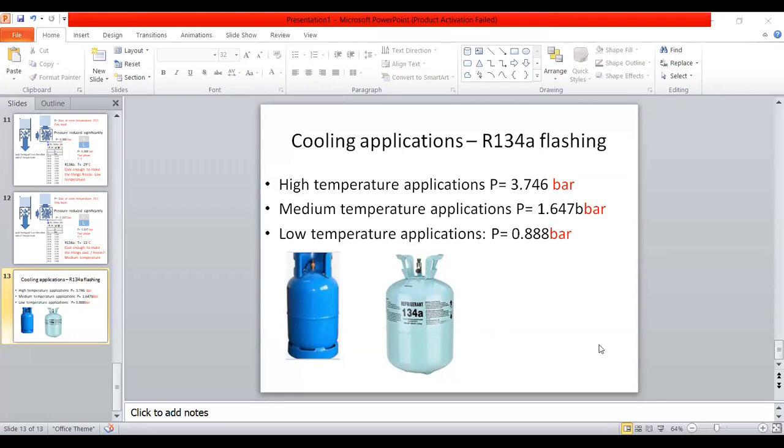You can send the attendance also. You can send the attendance.